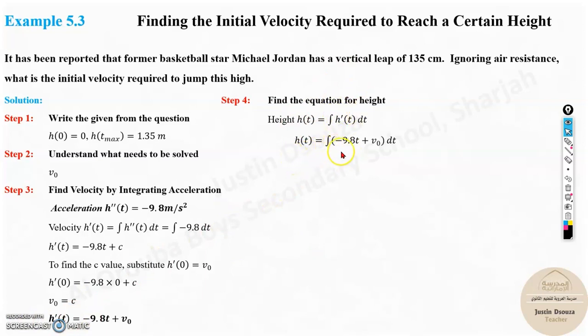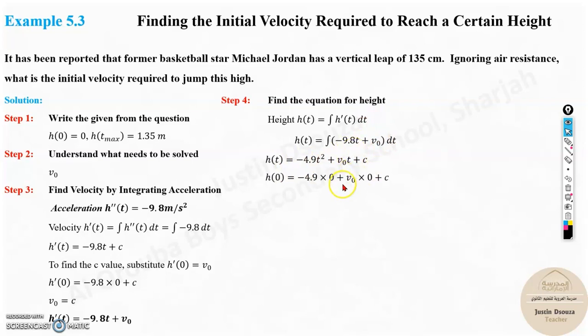Over here, what is the integration of this? It will be 9.8 t square by 2. That is negative 4.9 t square. The minus sign, that's why it's minus. Over here, t square plus initial velocity v naught times t plus c.